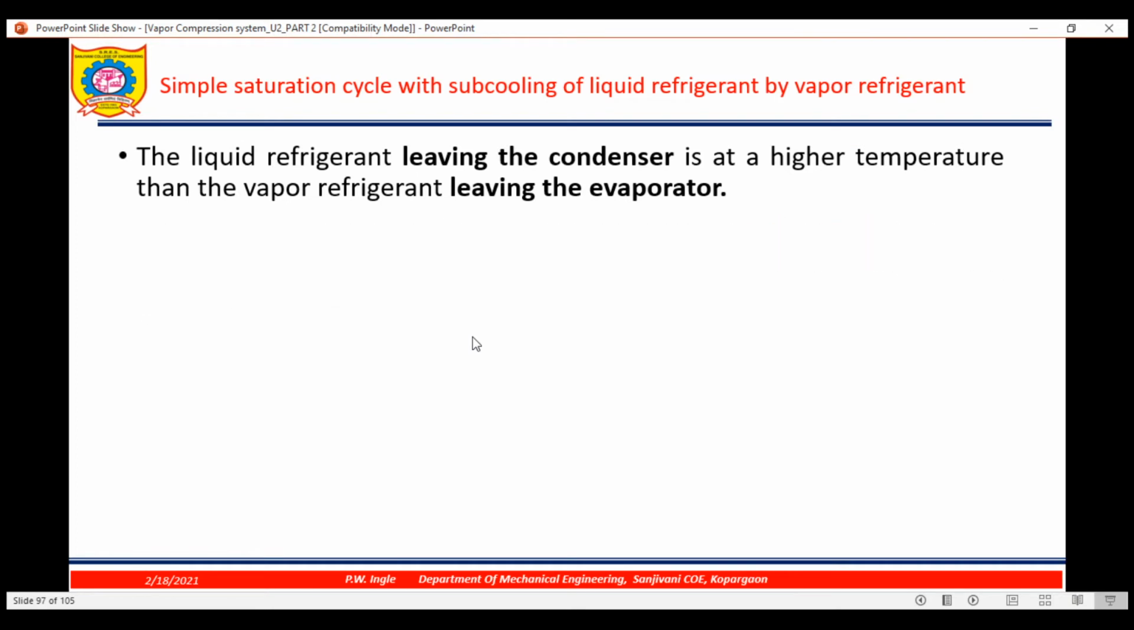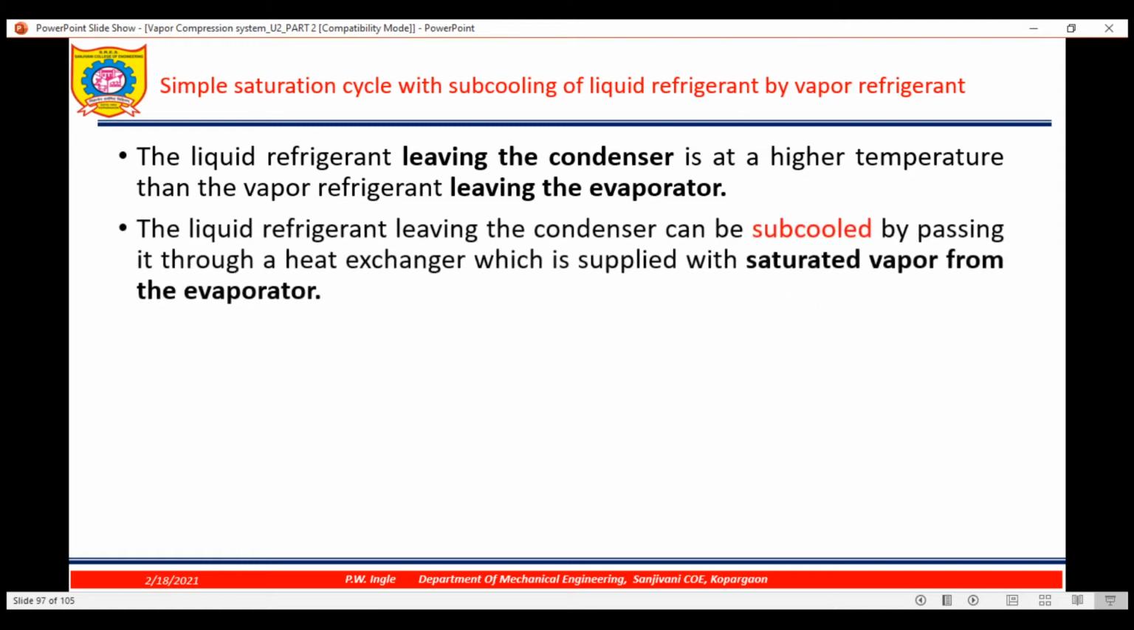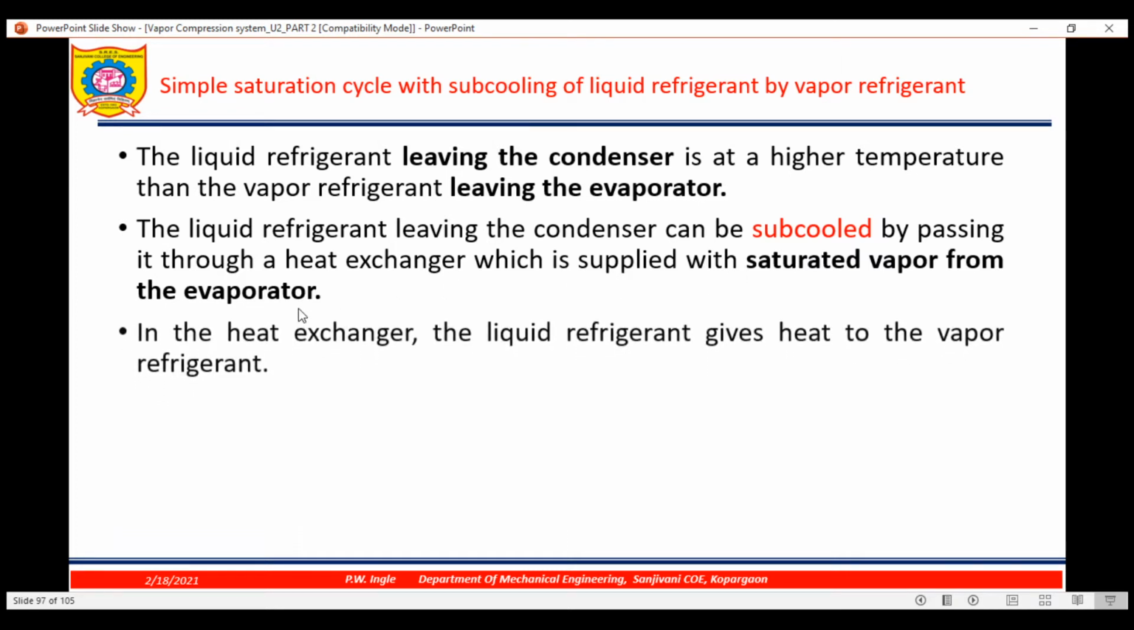The liquid refrigerant leaving the condenser is at a higher temperature than the vapor refrigerant leaving the evaporator. Number one, the liquid refrigerant leaving the condenser, which is at high temperature, can be subcooled by passing it through a heat exchanger which is supplied with saturated vapor from the evaporator. Means, the refrigerant leaving the condenser has high temperature and the refrigerant coming from the evaporator has less temperature, so we can provide the heat exchanger. In the heat exchanger, liquid refrigerant gives heat to the vapor refrigerant.